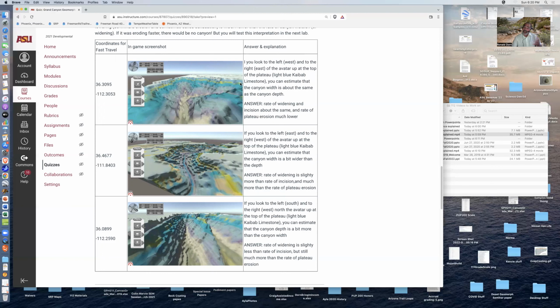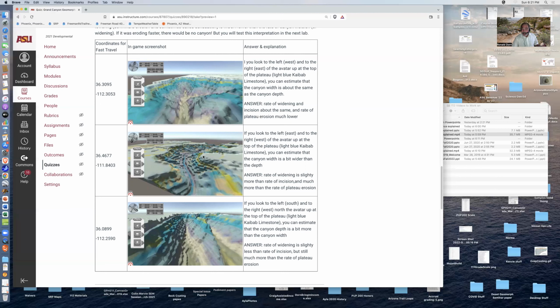And the explanation we have for this example is if you look to the left or to the right, the east and west of the avatar, you can estimate that the canyon width looks to be about the same as the canyon depth. So when you have incision going on and you have widening going on that's about the same, and you have a high plateau, the answer is that the rate of widening and the rate of incision would be about the same, and the rate of plateau erosion would be much lower.